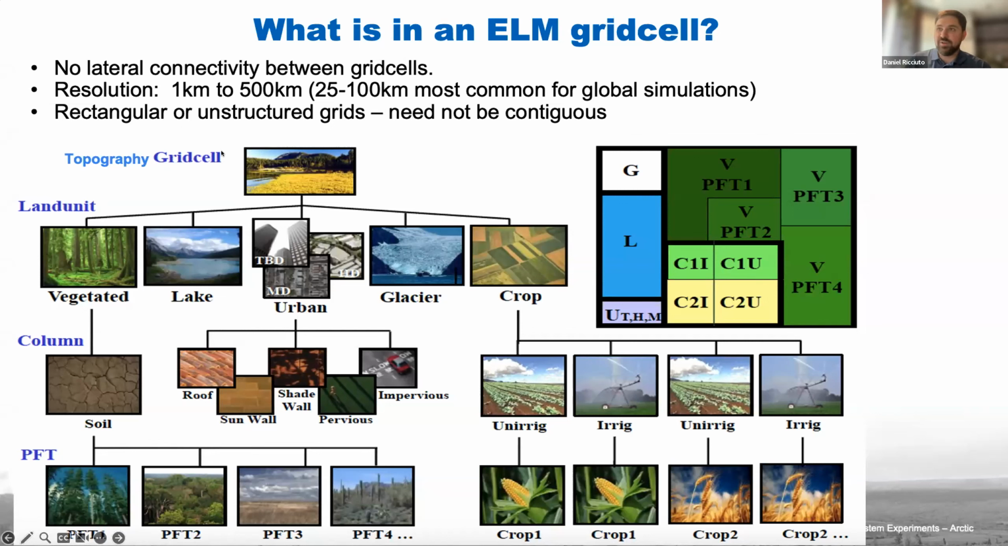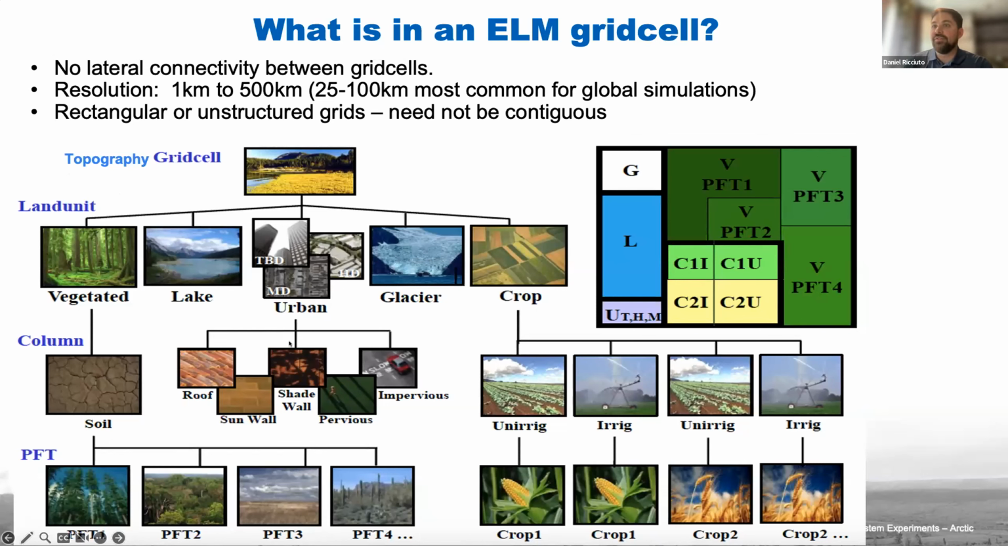This is a relatively old graphic, so since it was created, there's also another level in between grid cell and land unit, which is a topographic unit. So we can have multiple elevation classes represented in a grid cell. And then the major land units are vegetation, lake, urban, glacier, and crop. Each of those can sit on a soil column where we do the hydrology and all the subsurface stuff.